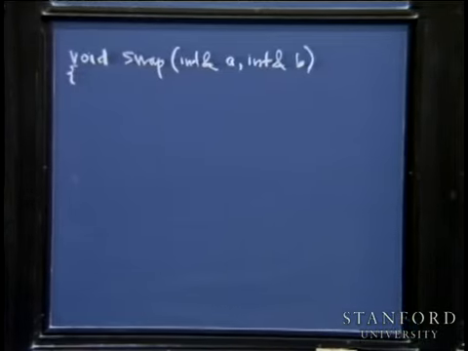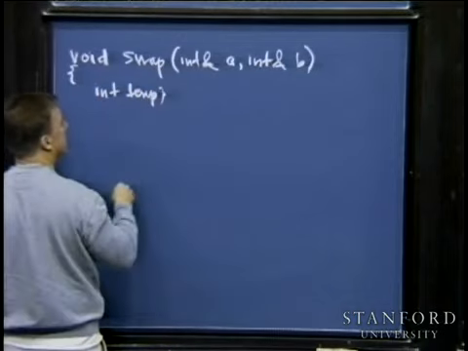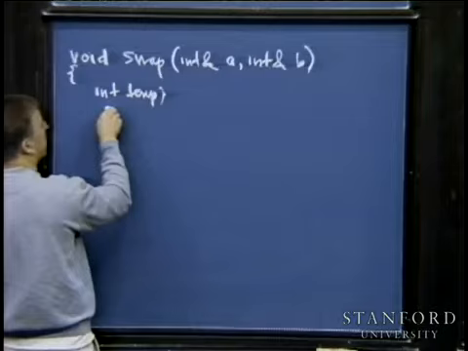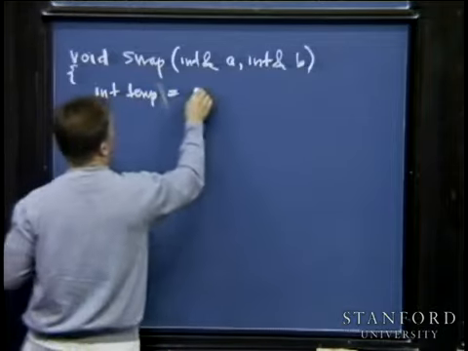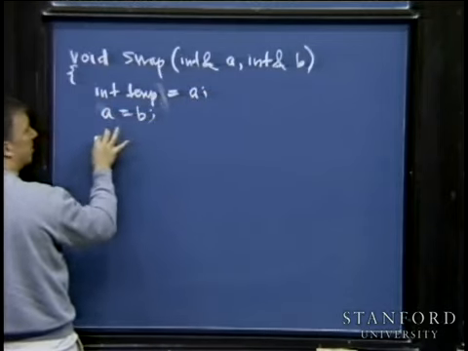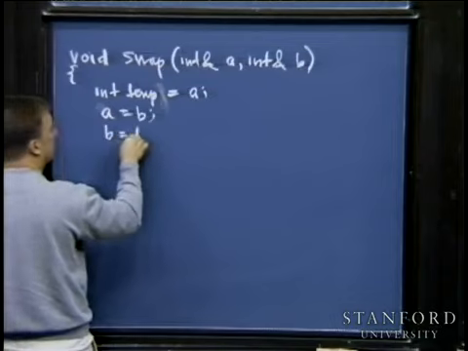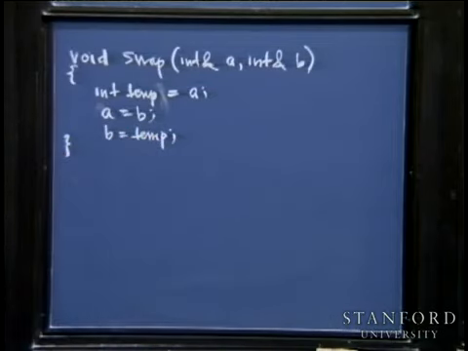Okay? Int temp is equal to, what did I say over there? A. Then A is equal to B. And then B is equal to temp. Algorithmically, it looks similar, and it even sort of has the same side effect. But you may question how things are actually working behind the scenes in order to swap things by reference as opposed to by exposed address.